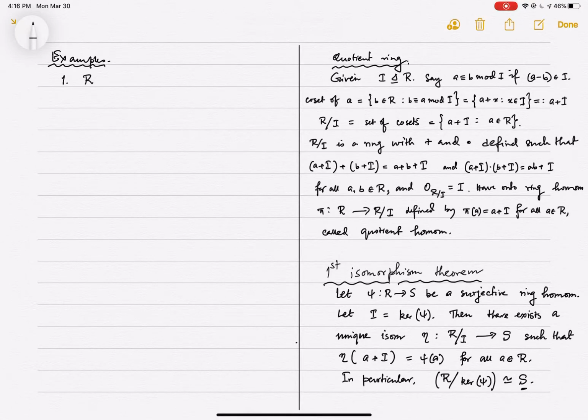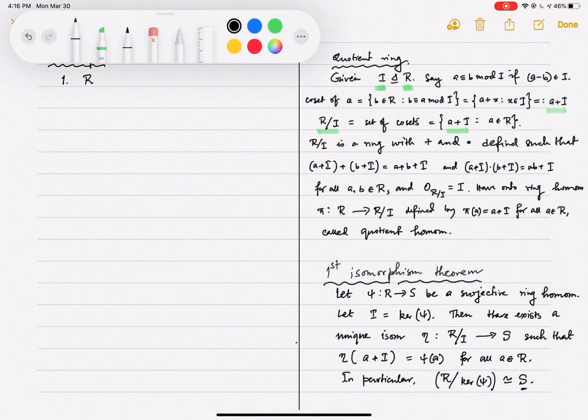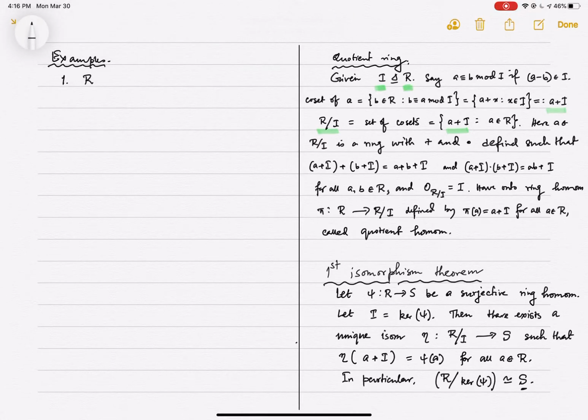So let me just say again what we have here. If you have a ring R and an ideal I, then R mod I is the set of cosets, the set of sets of this form, A plus I, where A plus I means all elements of the form A plus X, where X varies over I, for some element A in R. So you look at the set of cosets, and you define two operations called plus and dot on this set of cosets.